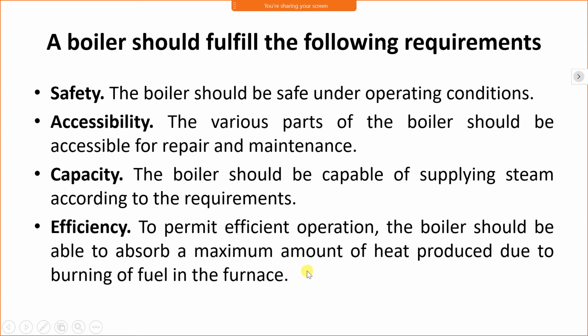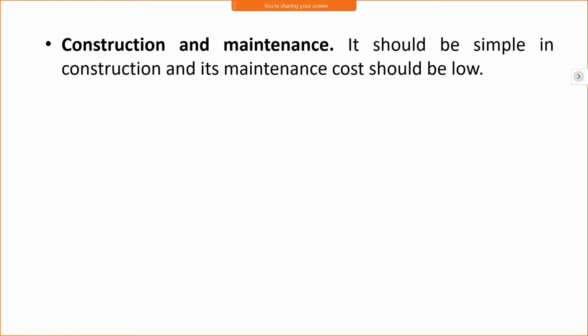Boiler should be able to absorb the maximum amount of heat which is produced in the furnace. If the furnace is producing 10 kilowatt, the boiler should be able to absorb 10 kilowatt. Then and only then the efficiency of the boiler will be high.